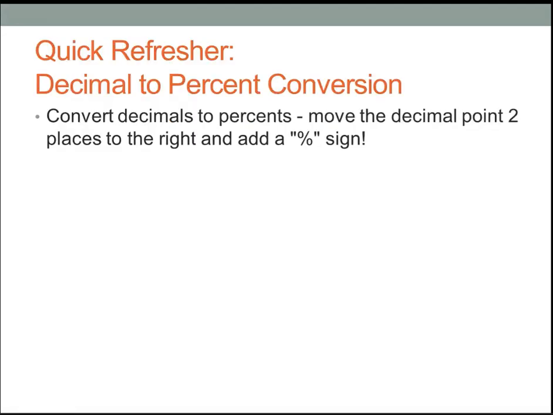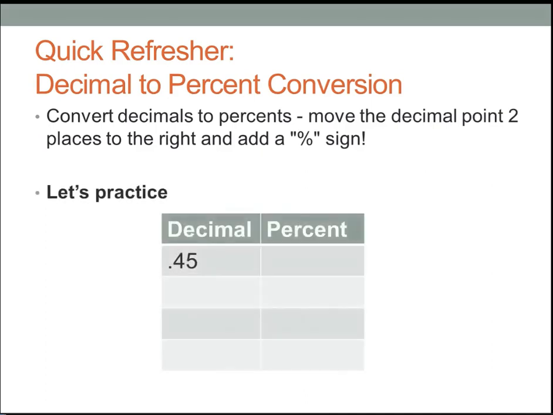Let's do a quick refresher, just so we remember decimal to percent conversions. To convert a decimal to a percent, we need to move the decimal point 2 places to the right and add a percent sign. So let's get some practice here. If we have 0.45, we move that decimal point 2 places over, add a percent sign, and it's 45%.